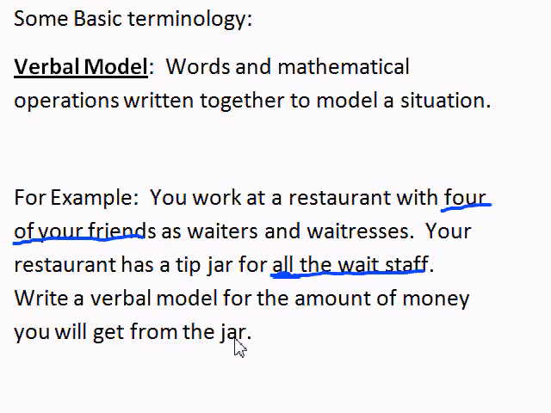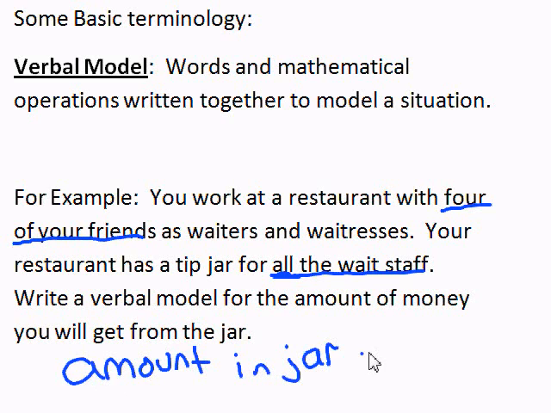Okay, so if there's 4 friends all together, and all of you are getting the money from just one jar, then the amount you should get would be the amount in the jar divided by 4, because you get 1/4 of the amount. So a verbal model would be the amount in the jar divided by 4.